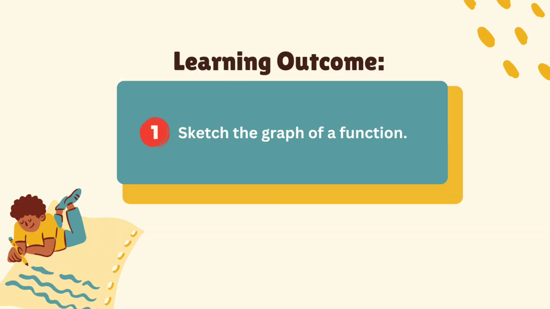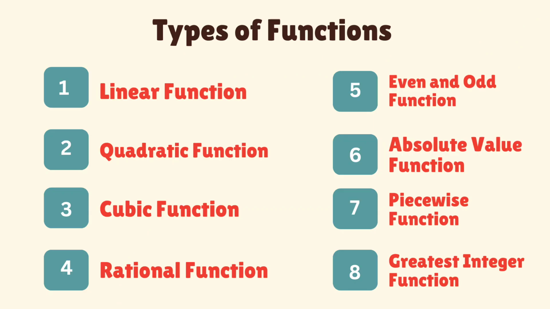So before we proceed to our discussion, let us know first what is our learning outcome. The learning outcome for this topic is to sketch the graph of a function. So for review, what are the different types of functions? The linear function, quadratic function, cubic function, rational function, even and odd function, absolute value function, piecewise function, and greatest integer function.